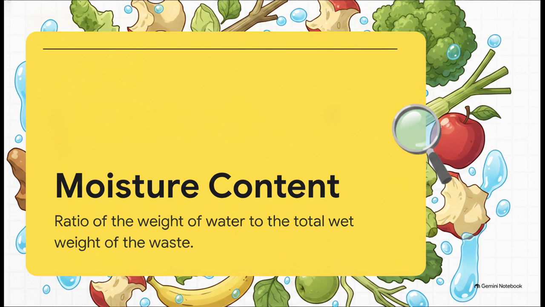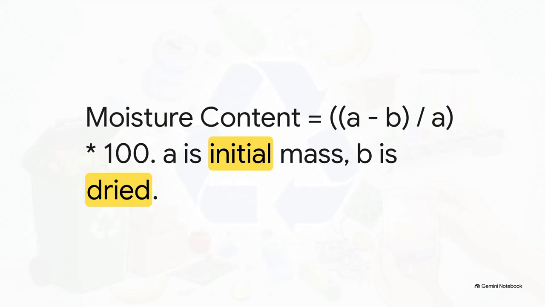When we toss out wet food scraps or damp yard trimmings, we're basically just throwing away water. To find out exactly how much water is hiding in there, we use a really straightforward equation. We take A, which is the initial mass of the wet sample, and we subtract B, which is the mass after it's been completely dried out. Then we just divide that difference by our initial mass, A, and multiply by 100 to get our percentage.